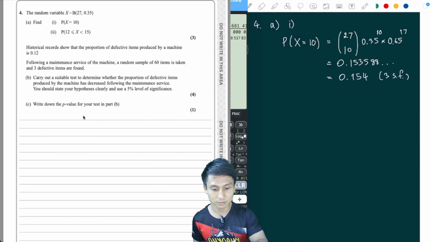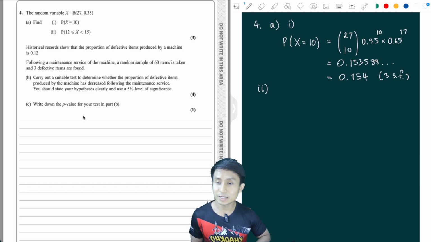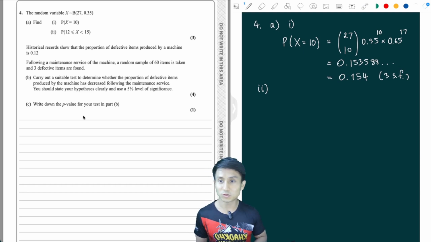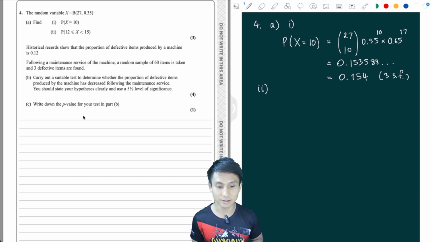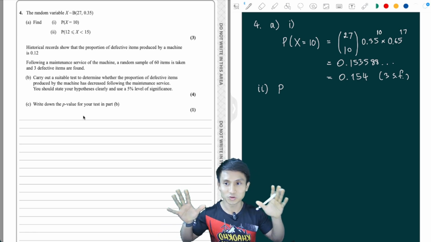Okay, here we go. Alright, so that's I. Well, let's do II. The probability of x in between 12 and 15, not including 15. Okay, so let's simplify that problem a little bit. I think the calculator can do the work here, but I don't have one that can do this, so I'm just gonna do it my way. In your case, you should use the calculator.